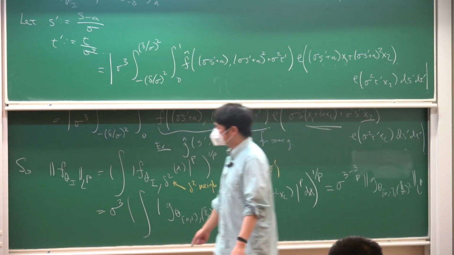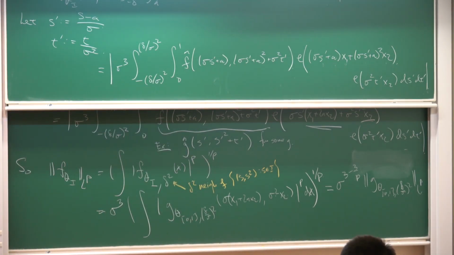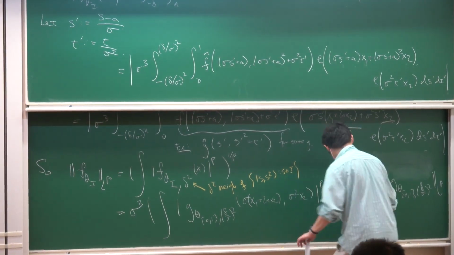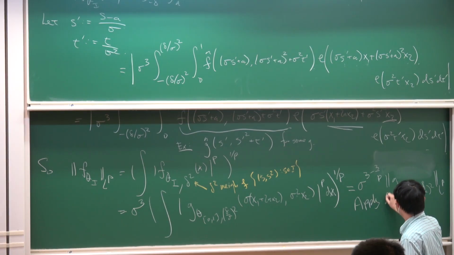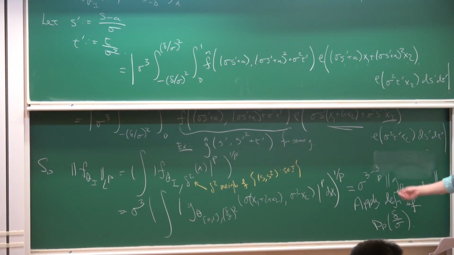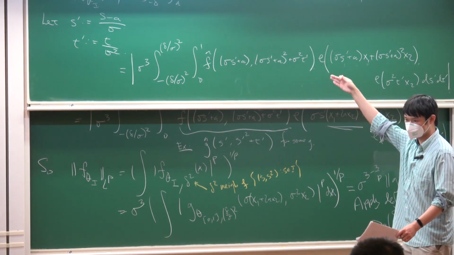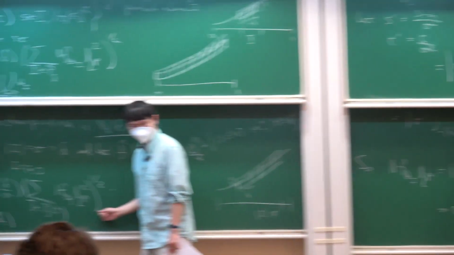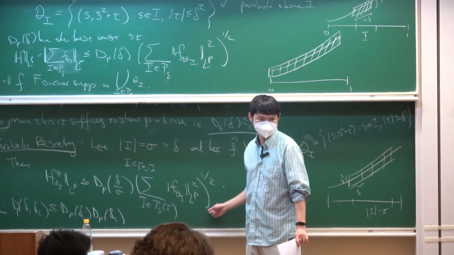And then what do you do? Well, you apply decoupling at scale delta over sigma squared, or delta over sigma, because this is for delta, this is a delta squared neighborhood. Okay, but now this function over here is supported in a delta over sigma squared neighborhood. So now what's the next step? Apply the definition of D_p of delta over sigma. You apply it, you're going to get that right-hand side, and then you reverse the change of variables. You reverse all these changes of variables, and you're going to realize you get this guy. It's literally the same change of variables. Okay?